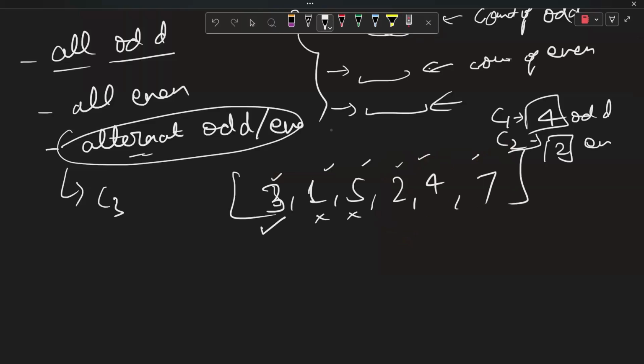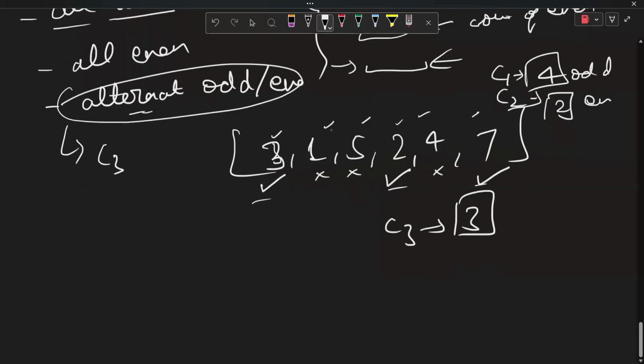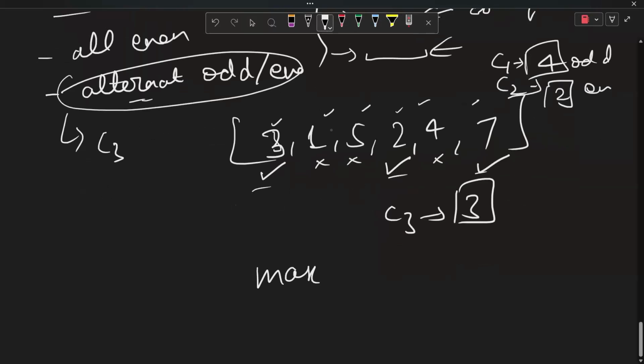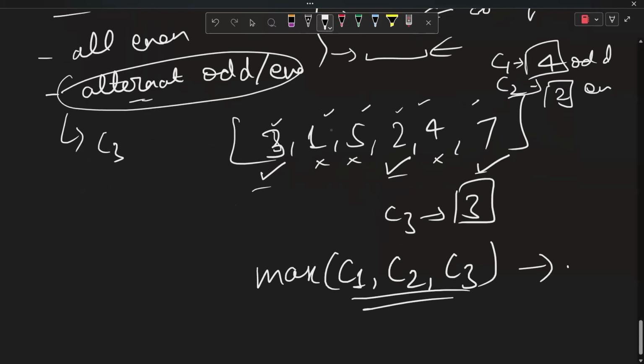So then you have an even number, you pick 2. Then since the last number was an even, you cannot pick another even. Then you have picked an odd number. So for case 3, you are going to pick 3 numbers. So it would be 3. Now you would just take the maximum among all the cases, either C1, C2 or C3. This would be your final answer. The maximum among all the cases would be your final answer.